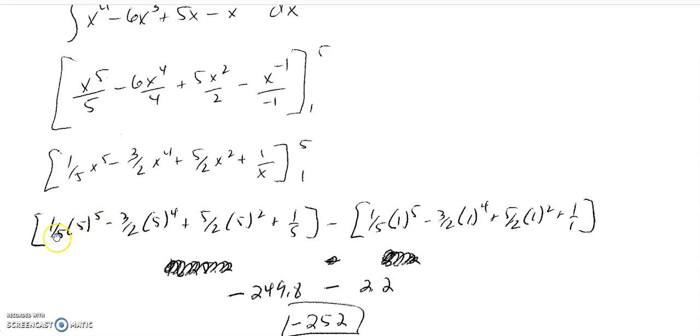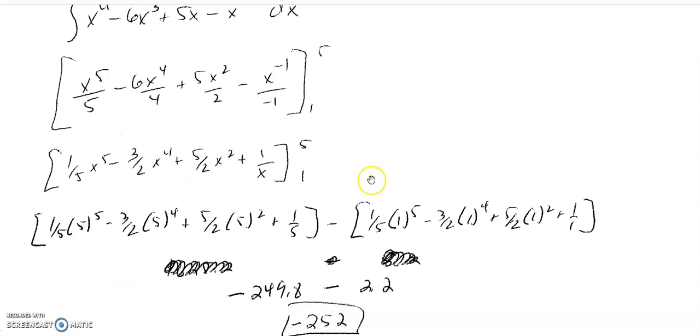On the left side, if we plug in 1/5 5 to the 5th, minus 3/2 5 to the 4th, plus 5/2 times 5 squared, plus 1 over 5, we get negative 249.8. Minus, if we plug in 1/5 1 to the 5th, minus 3 over 2 1 to the 4th, plus 5 over 2 times 1 squared, plus 1 over 1, that's going to be minus 2.2. And negative 249.8 minus 2.2 gives you negative 252.